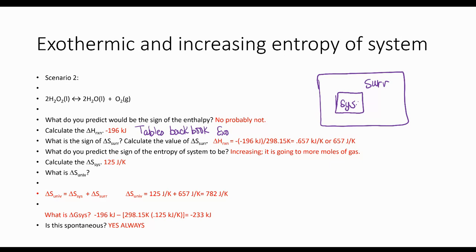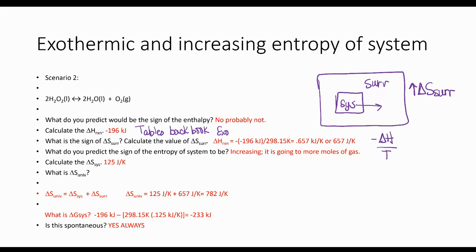Heat flowing from system to surroundings will always increase the entropy of the surroundings. I can always calculate it by negative delta H over T. So if you could take a moment to do that and double check me, I would end up with 0.657 kilojoules per Kelvin, or 657 joules per Kelvin.